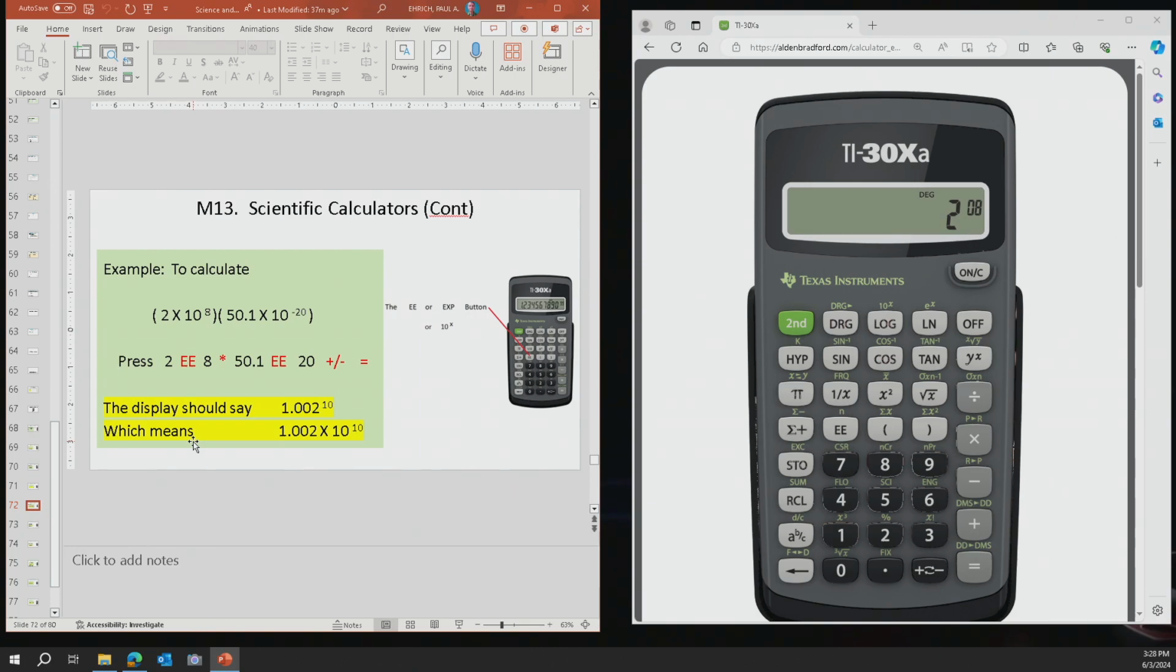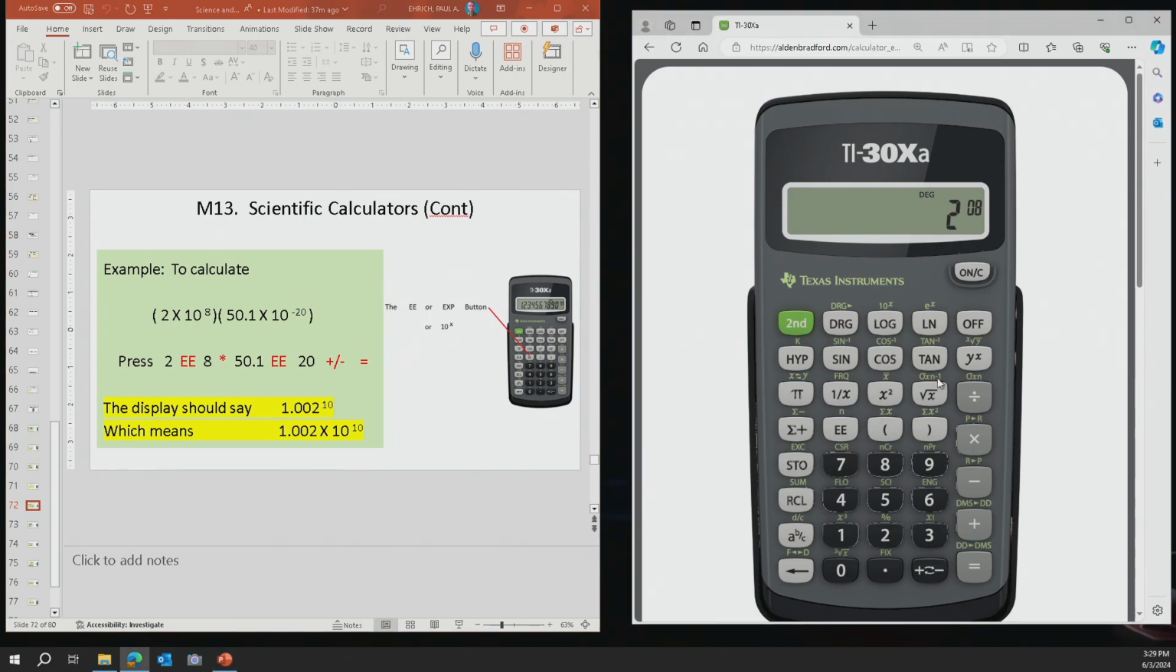And then if I take this decimal point, which is right here, and move it over to there, that's 2 zeros. So this is the same thing as 1 times 10 to the negative 10th power. Okay, that's the answer I'm hoping to get whenever I actually use the calculator. So how am I going to do this?